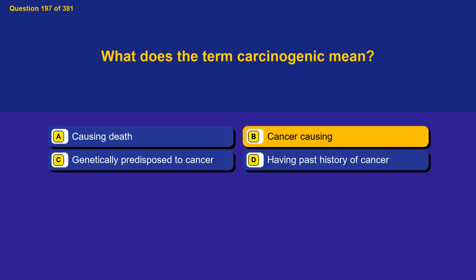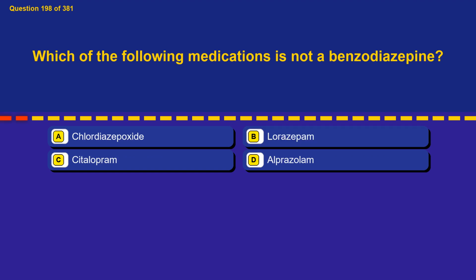The correct answer is option B, cancer causing. Question 198. Which of the following medications is not a benzodiazepine? Option A, chlordiazepoxide. Option B, lorazepam. Option C, citalopram. Option D, alprazolam.